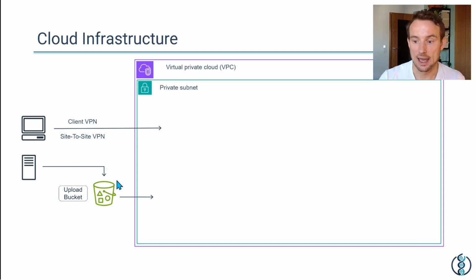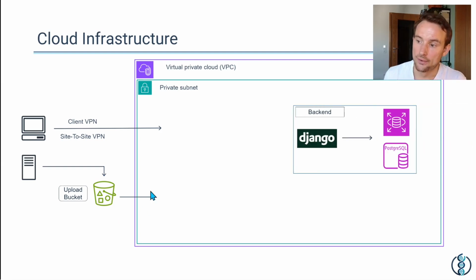We provide an S3 bucket for uploading files. This is the point where the FASTQ files from the sequencers are uploaded, which then trigger the ingestion of our raw data. And first we define the backend. The backend is composed of the Django app and the PostgreSQL database. For the database solution, we make use of a managed service by AWS, which makes the deployments and backups a bit more efficient and easier to automate.